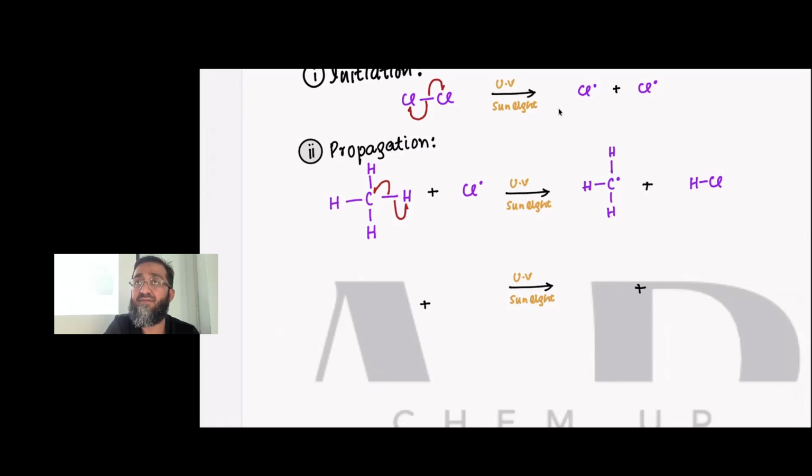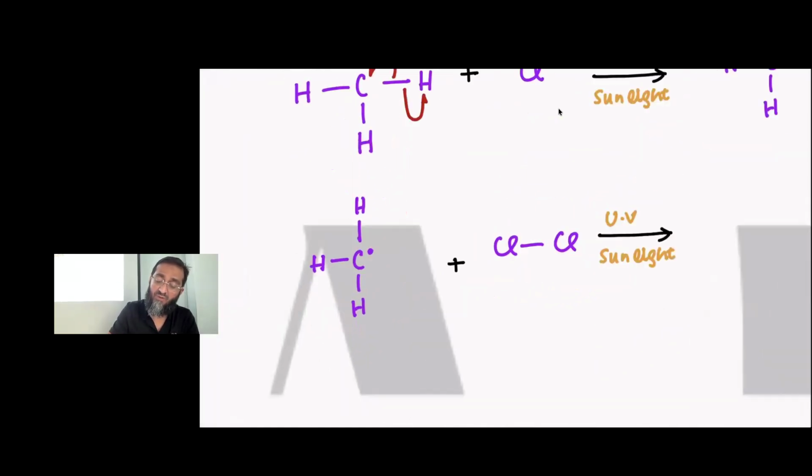Is this clear? Any confusion so far? Okay. Now, in the second stage of propagation, what happens? This radical reacts with a chlorine molecule. And now the chlorine molecule does the same thing. It breaks its bond homolytically, which means from the bonding pair, each chlorine gets one electron.